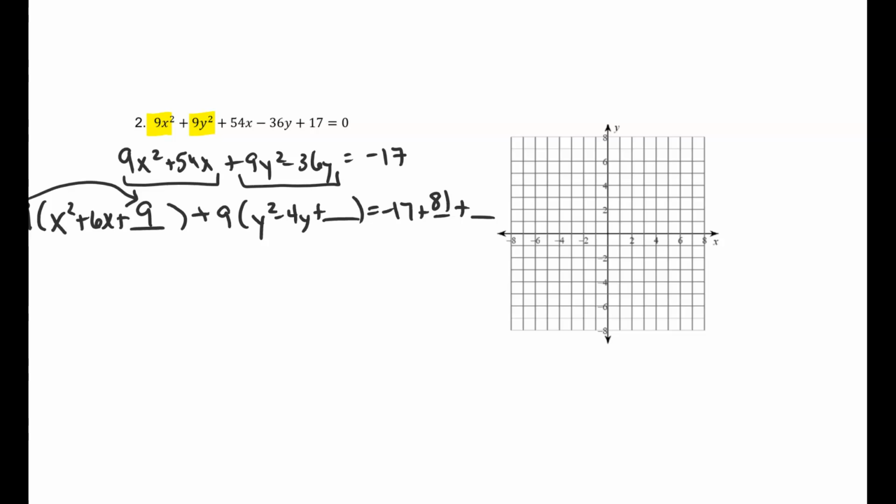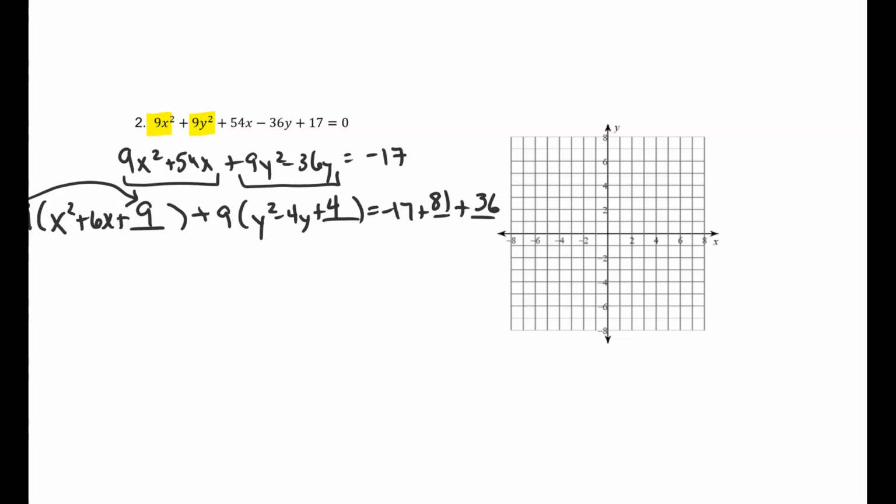And then we do the same thing here. We have a negative 4. We divide it by 2, which is negative 2. We square it. We get 4. We go 4 times 9, which is going to be 36.